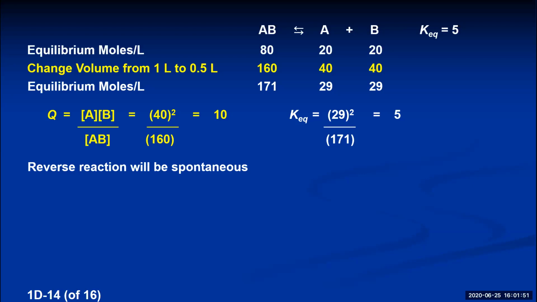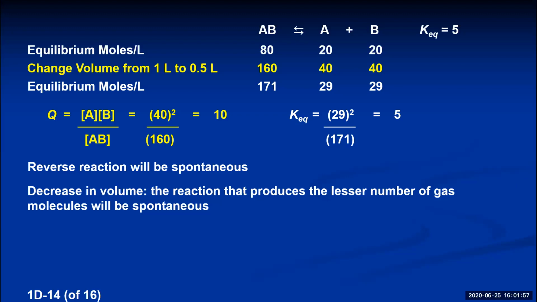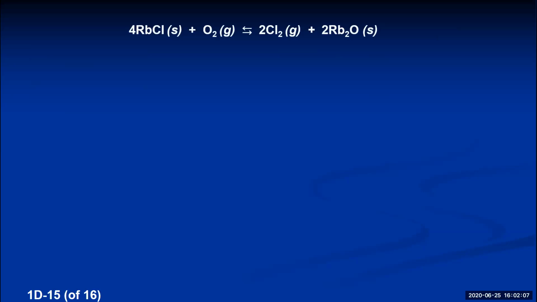So if we make the container smaller, the reverse reaction will predominate because it's causing 2 molecules to convert into 1. So with a decrease in the volume, the reaction that produces the lesser number of gas molecules will always be the spontaneous reaction. Let's try that with this example right here.